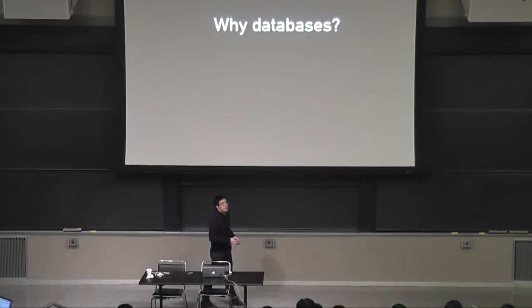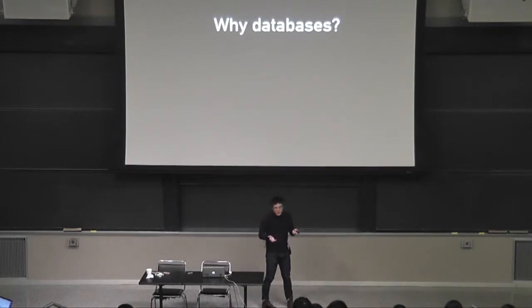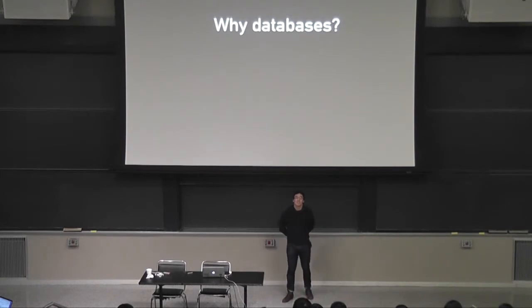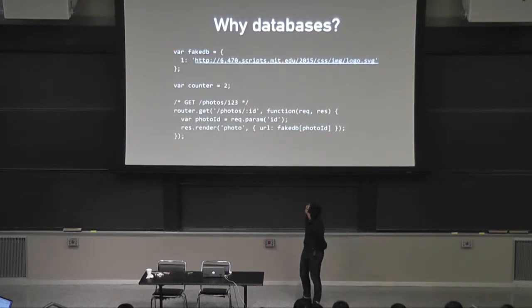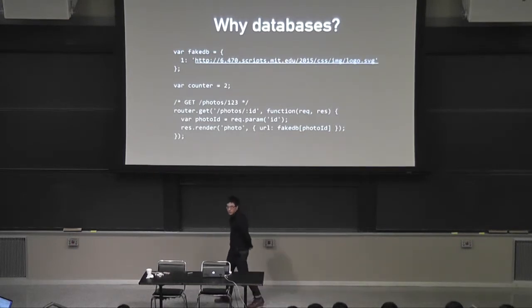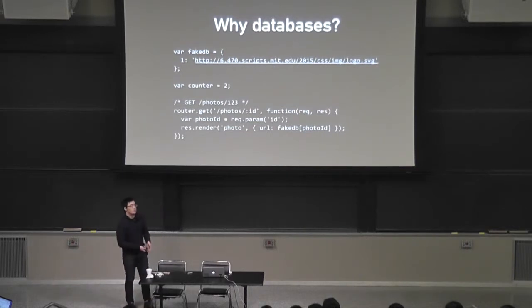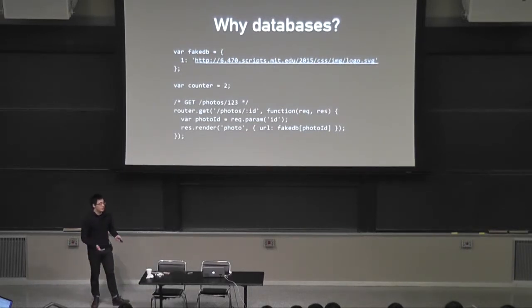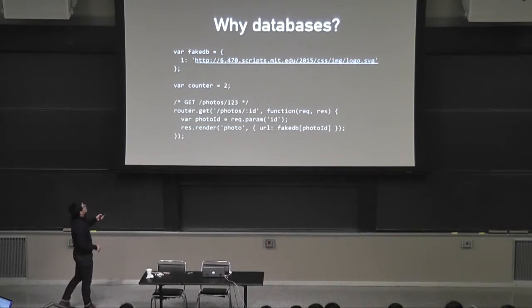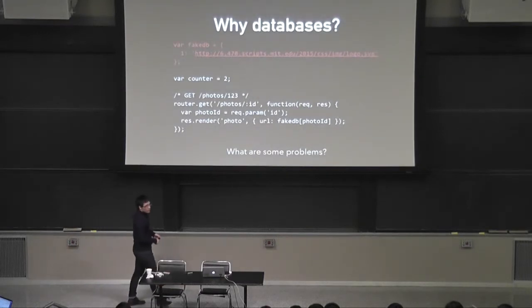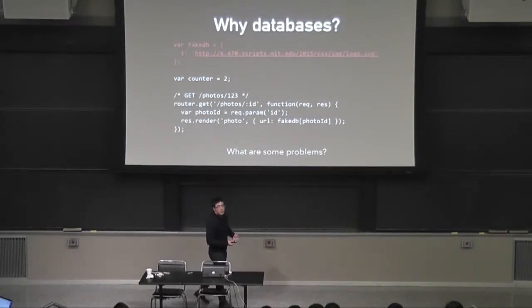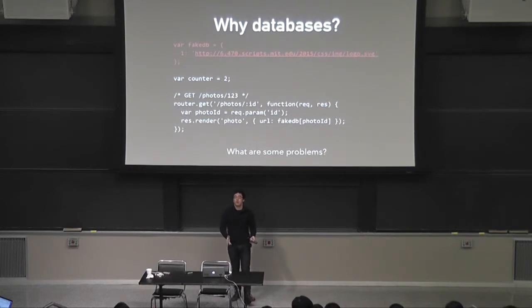So, why databases? I built a reasonably functional application 2 days ago without using one. And here's some code that you might find a little bit familiar. At the top line there, you see it says fake database. That's basically just a variable that I created on the server, and I started storing a bunch of things to it. And as you can see in my route here, I'm basically reading from it. So, what are some of the problems that you might encounter if you try to write your entire web application like this?